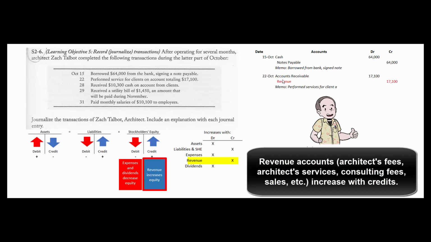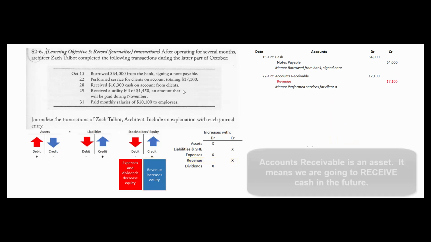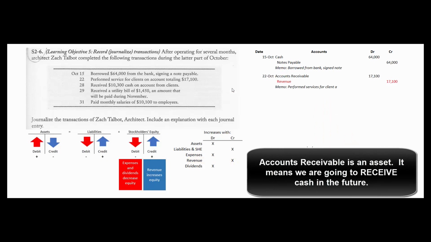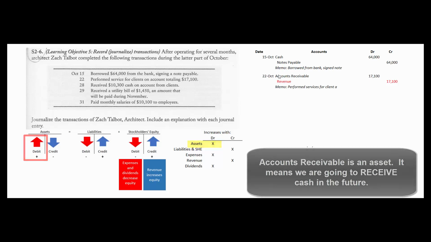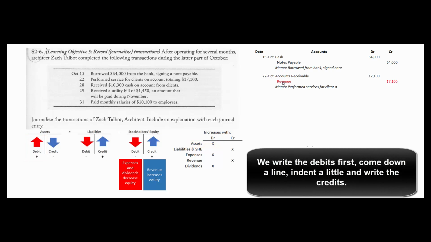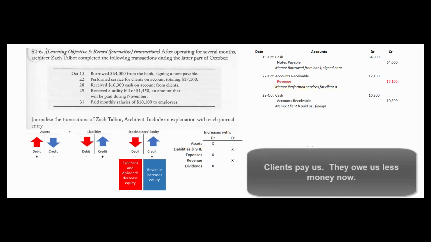So we credit revenue. We could have called it architect fees, architect services, consulting fees, or sales. Whatever it is, it's a revenue account, and revenue accounts increase with credits. We're not getting paid today, so we're not going to debit cash. We're going to receive money in the future. That's called an account receivable. Accounts receivable, like cash, is an asset and increases with debits. We put the date, wrote the debit first, came down the line, indented a little, wrote the credit, and then wrote a little memo to remind ourselves what just happened.